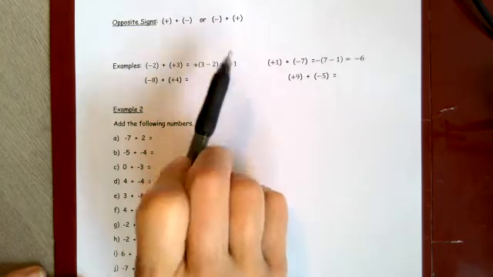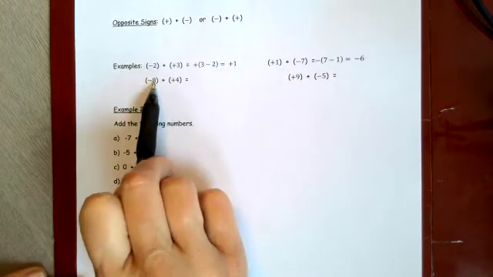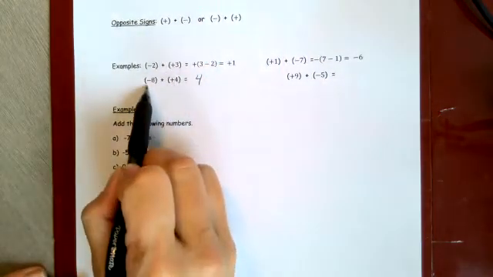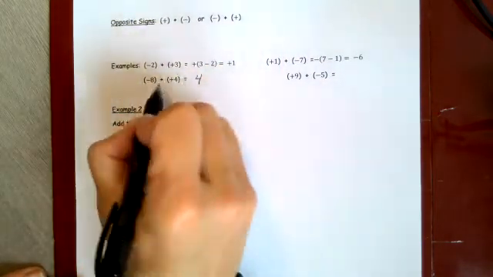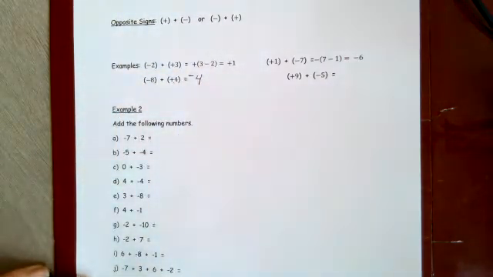So +1. So I have -8 and +4. I'm going to subtract these. So I know I'm going to have 4, but the 8 has a greater absolute value. There's more negative than there is positive. So the answer is going to be -4.